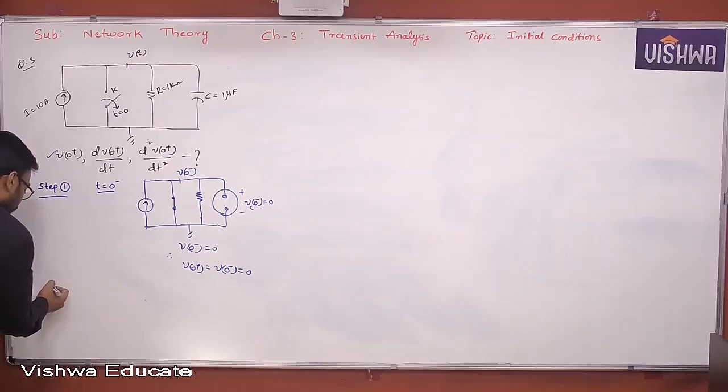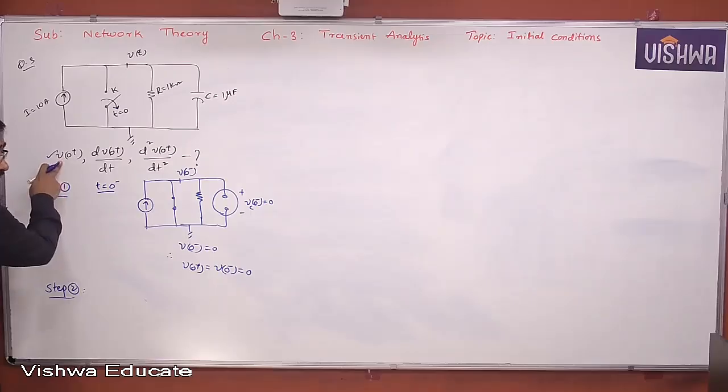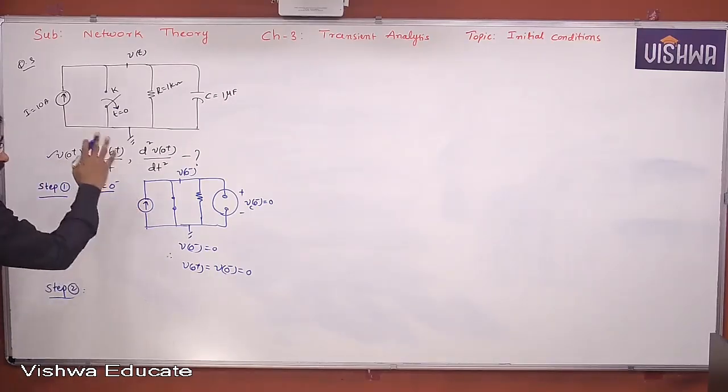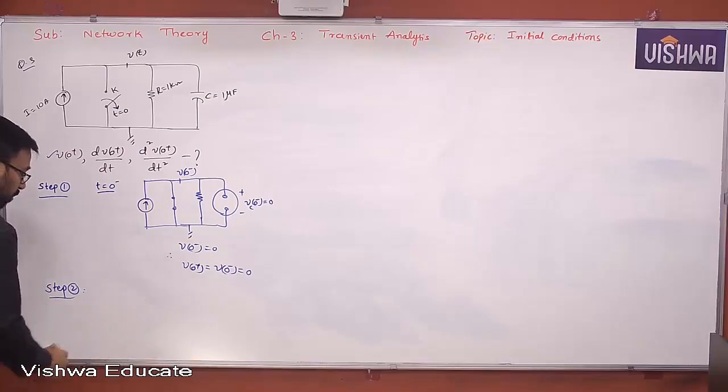Second step is not required, sir, all of you. Reason? What is the reason? You want voltage across capacitor. Usually voltage across capacitor at t equal to 0 plus can be obtained from step 1 itself. There is no need to go for step 2. Therefore, step 2 is not required in this context.